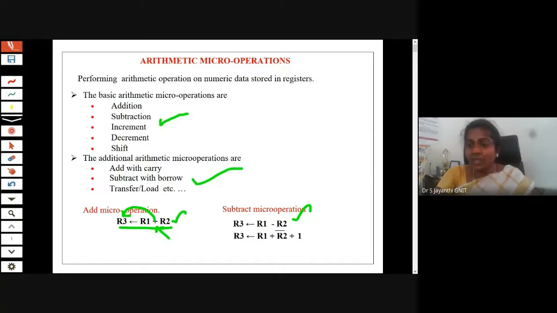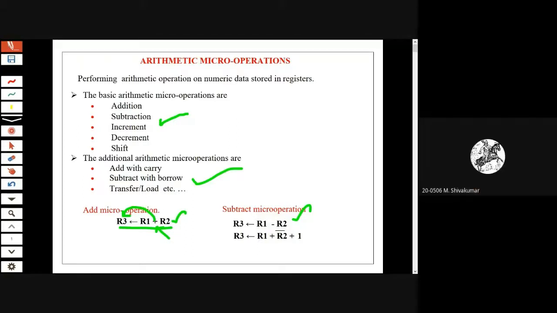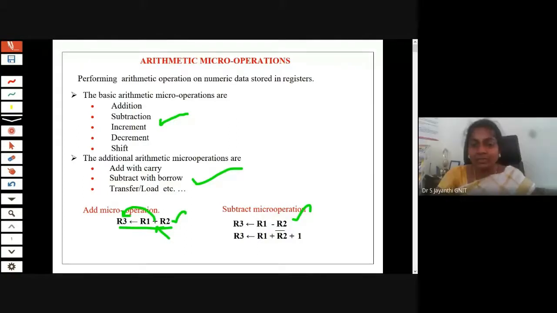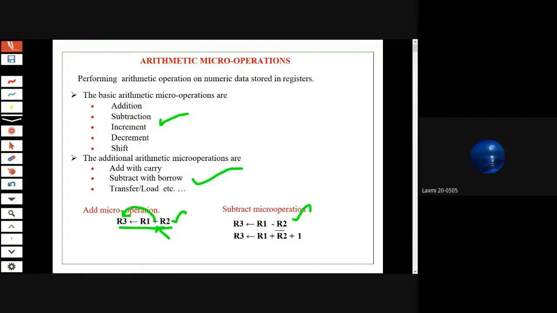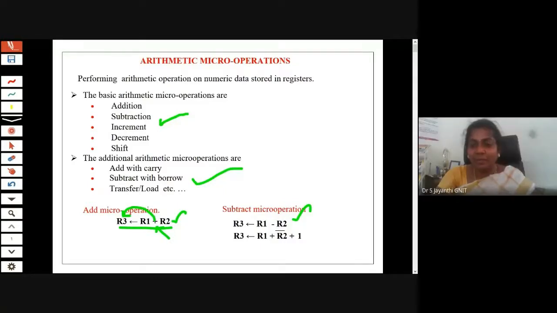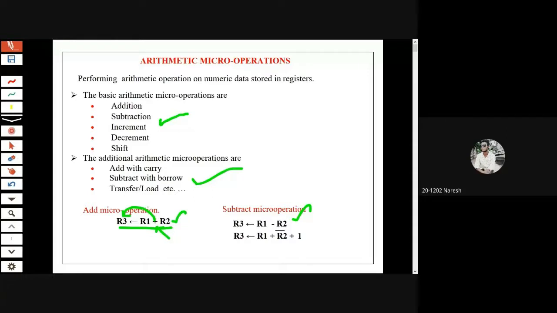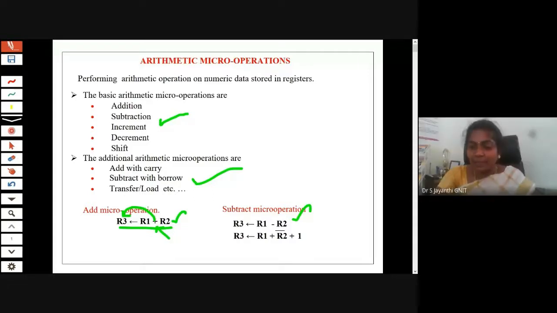Are you listening, students? Shivakumar? Yes, ma'am. Are you listening? Yes, ma'am. Lakshmi? Yes, ma'am. Okay. Why are you not answering? Naresh? Okay. Venkat Reddy?